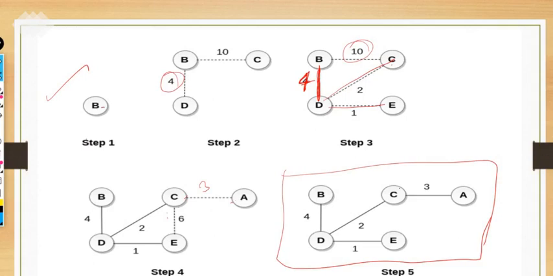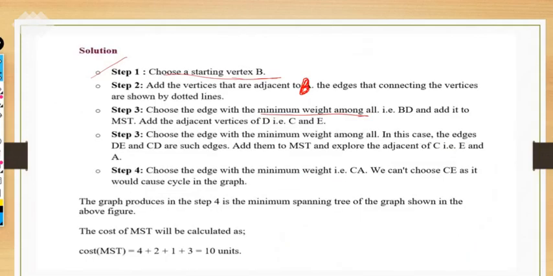What is the weight of this graph? Every vertex is covered already here, so no need to move further. We have to stop over here. So what is the minimum weight here? 1 plus 2 is 3, plus 4 is 7, plus 3 is 10. So the answer is, this is a minimum spanning tree with the weight 10. So we have covered this. This is the example. The cost of the MST is 10 units.